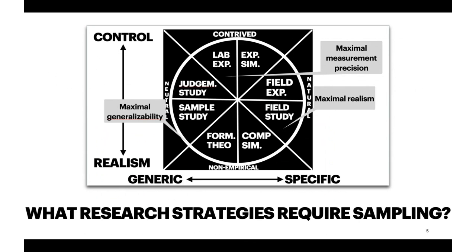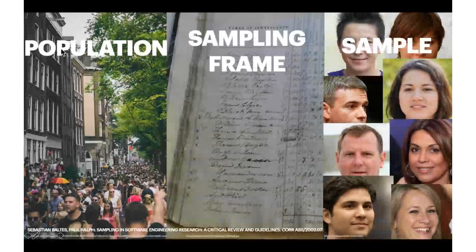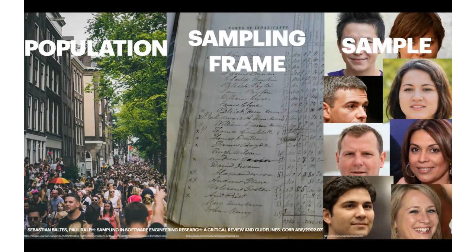So when we are talking about sampling, usually we make a distinction between three notions: population, sampling frame, and sample. As you remember, sampling is a process of selecting a smaller group of items to study from a larger group of interest. So this larger group of interest is a population.